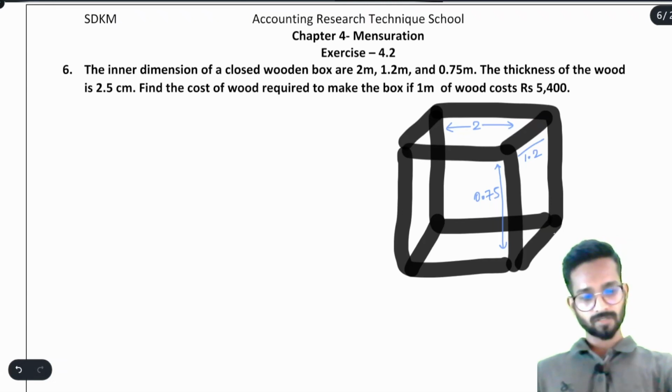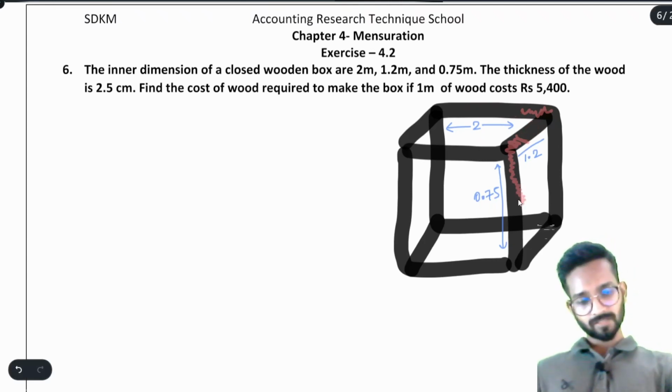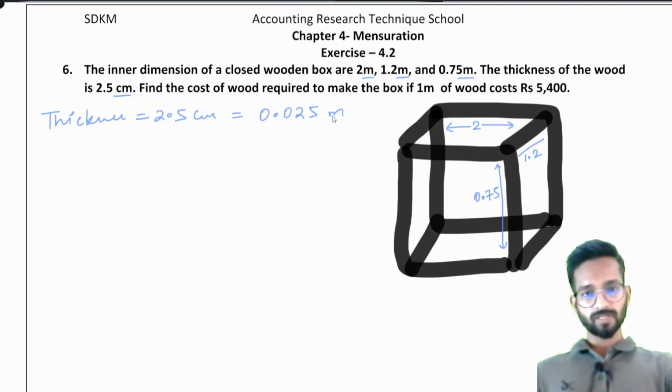See, what is the thickness here? Understand, this part is the thickness of the wood. Please be very, very careful. This is thick wood they are using to make this box. The thickness of the wood is 2.5 centimeter. The dimensions are in meter, but thickness is in centimeter, so first you will convert thickness into meter. 2.5 centimeter converted into meter becomes 0.025 meter. To convert from centimeter to meter, just divide by 100.